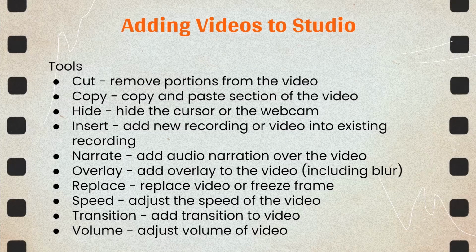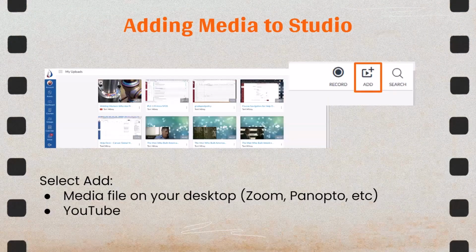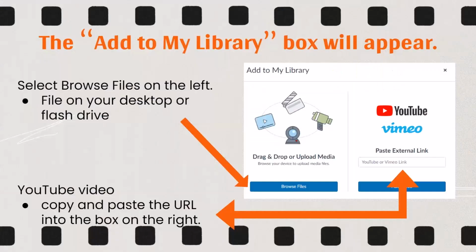This is just some more ideas about the tools that we just talked about. And I think that brings us to, all these features are free inside of Studio. But again, it's only for videos that are recorded in Studio. If you record somewhere else, then you're going to have to do that a different way. If you record in Zoom or something else, you just add that video directly into Studio. It would be an MP4 file is the technical term for it. Or you can pull something in that you've used from YouTube, like a YouTube link you can put directly in there.